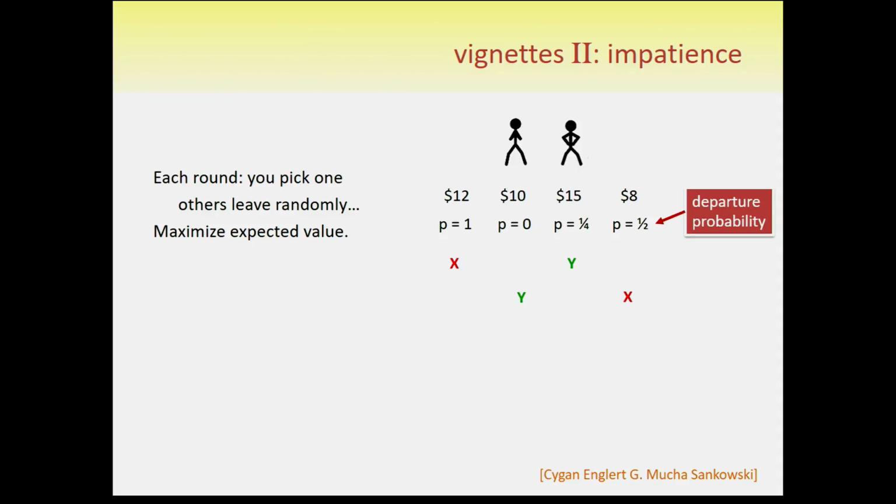Question? Only one person leaves? No. In this example, only one person leaves at each point in time. But basically, everybody flips their coins, and whoever gets heads, they all leave. So if the coins were unbiased, about half the people would leave.